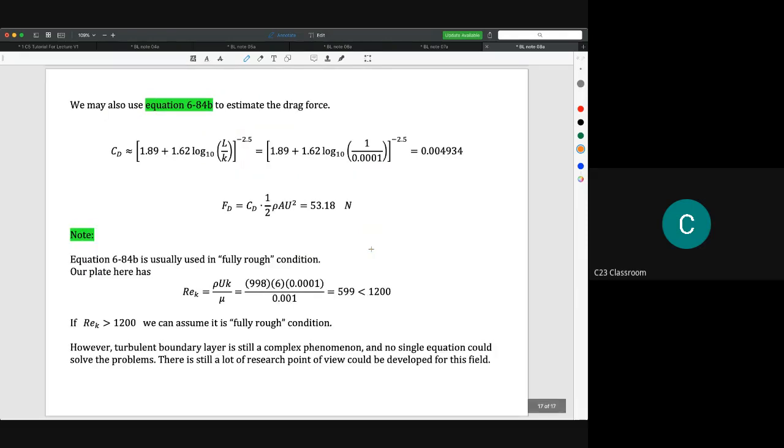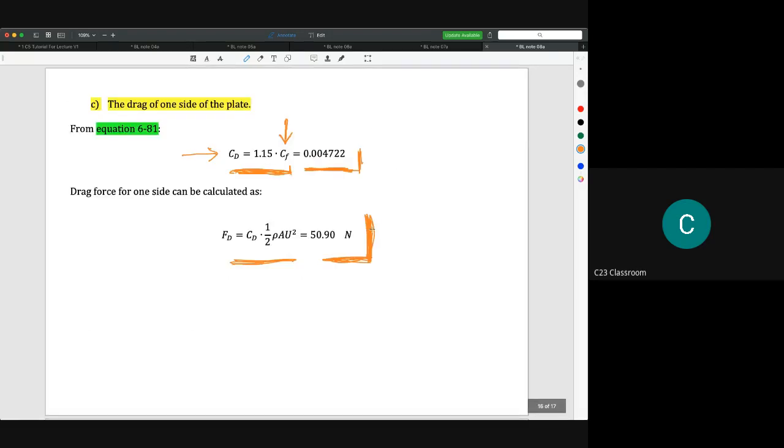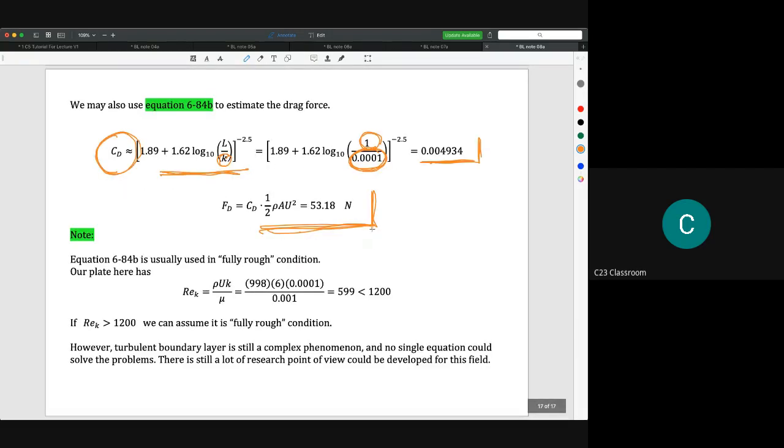Actually, for the drag force here, you may also use this equation. So CD is equal to all of this one, and then we substitute the value. L here is the total length of the plate, and K here is the height of the roughness. And then if we substitute the value here, we get around 53 Newton. So previously we got 50 Newton, and now we get 53 Newtons.